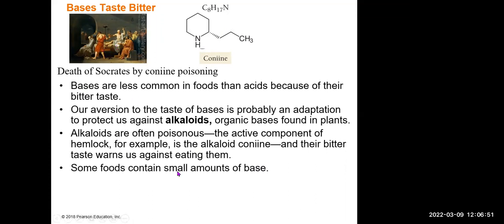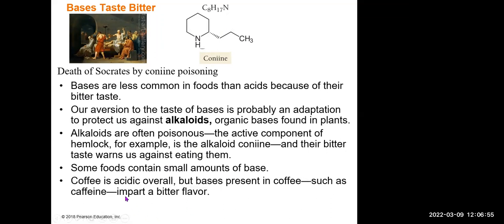Some foods contain small amounts of base. Coffee is acidic overall, but bases present in coffee, such as caffeine, impart a bitter flavor. And here is the structure and molecular formula for caffeine.